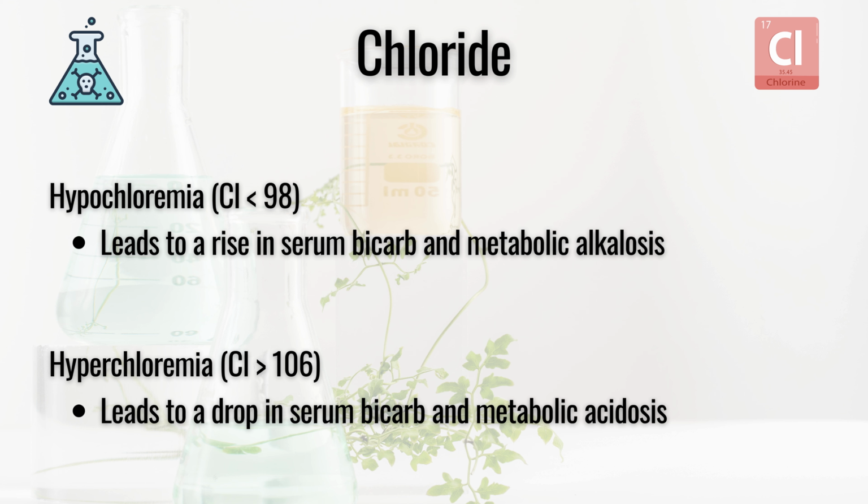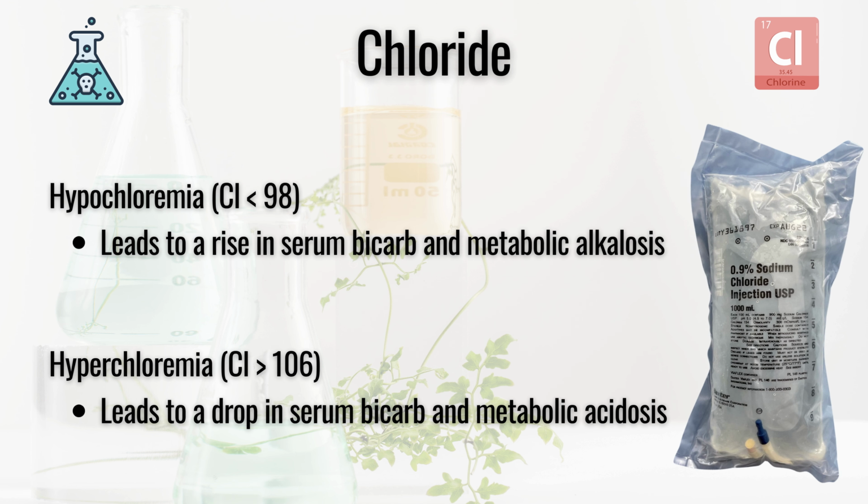You may have heard that giving normal saline can cause an acidosis, and this is because NS is a huge chloride load. A normal chloride level is at most 108, but NS has 154 mEq per liter. Now can you see why normal saline is not so normal to the body?